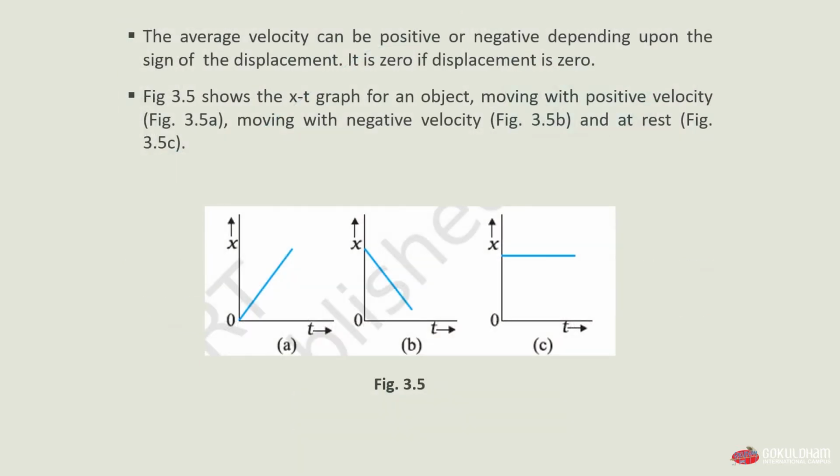The average velocity can either be positive or negative, and if displacement is 0, then the average velocity is also 0.